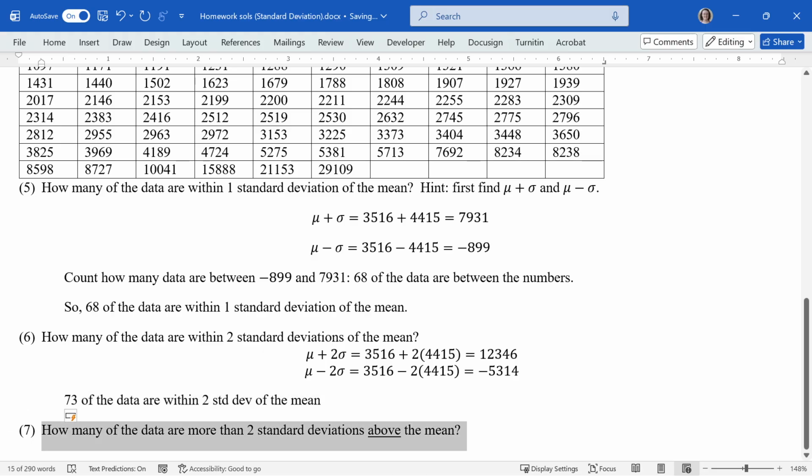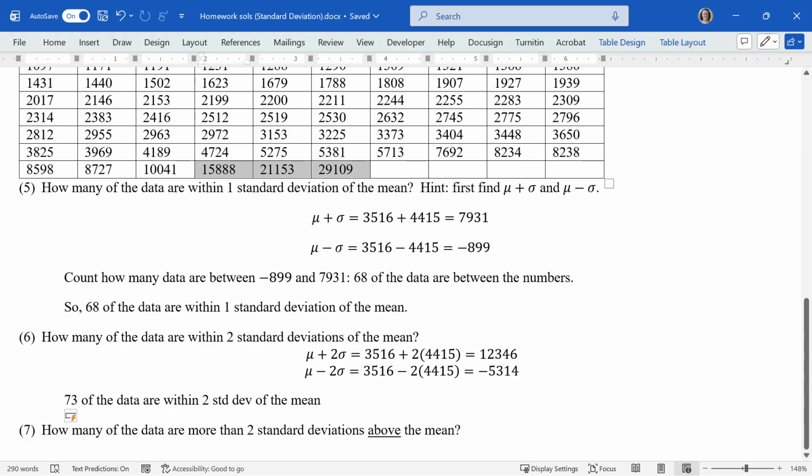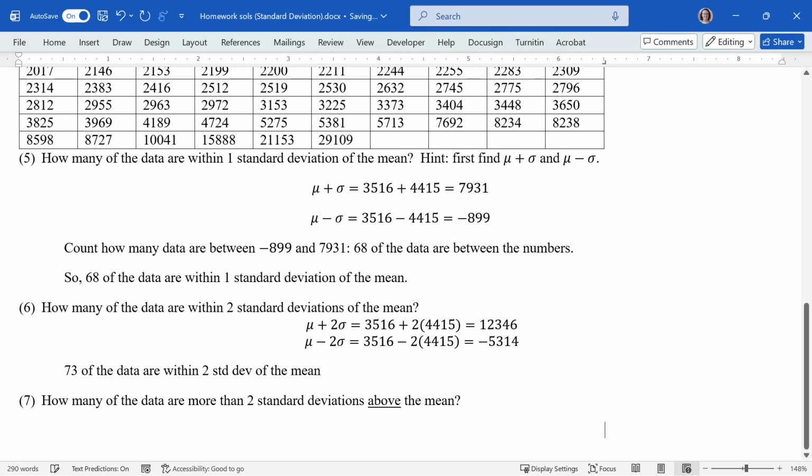Okay, last question. How many of the data are more than 2 standard deviations above the mean? So above meaning greater. So it's these last 3 that are further above the mean than 2 standard deviations. We don't yet have a formula. We haven't worked out the formula yet during class, but we will soon, to figure out exactly how many standard deviations above the mean these data values are. But since they're not within 2 standard deviations, then they must either be more than 2 below or more than 2 above, and they are above because they're greater than the mean. Okay, so it's the three of them, the greatest 3 of the data values.